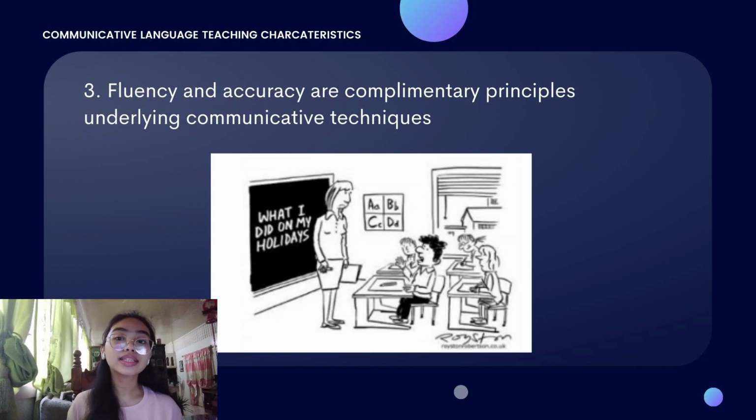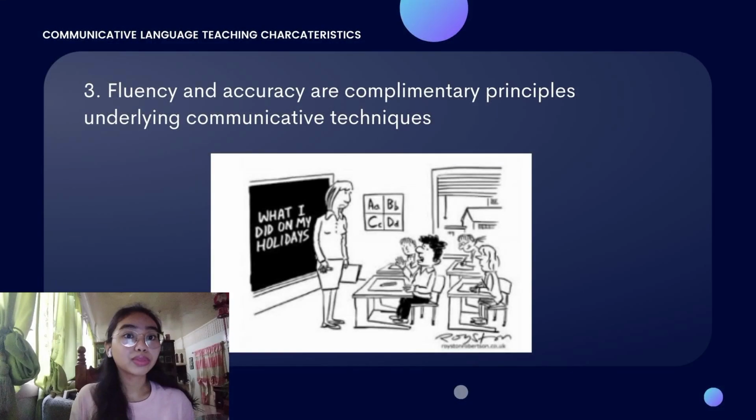Third, we have the fluency and accuracy are complementary principles underlying communicative techniques. So with this, you could have a timed discussion wherein the students are encouraged to spontaneously share their ideas. With that, their fluency will be developed all throughout the activity. So for instance, in the picture, the teacher asked what I did on my holidays.